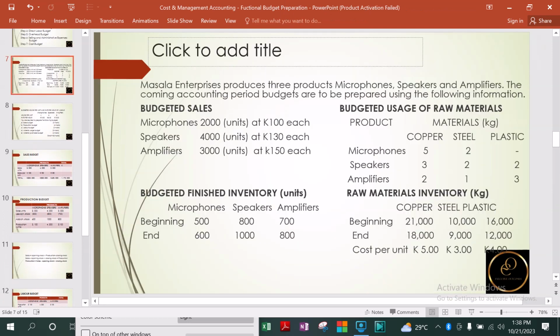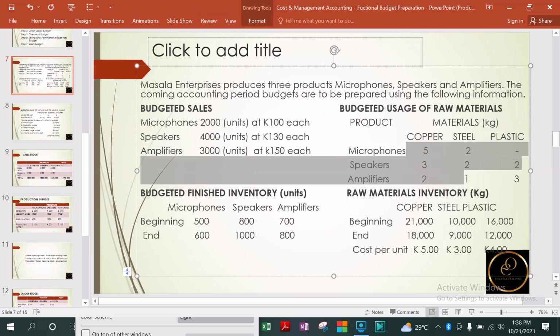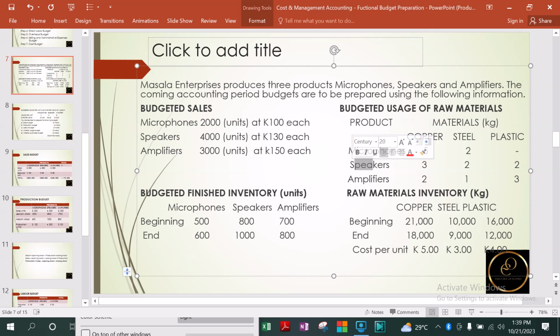So we have this particular projection of budgeted usage of raw materials. So it gives you, in terms of consumption of materials, copper, steel, and plastic on the production of microphone, speakers, and amplifiers. So we are given these rates here.